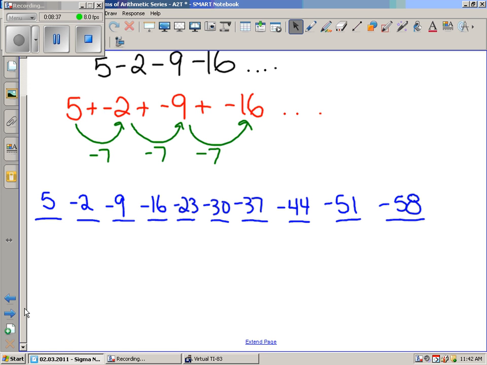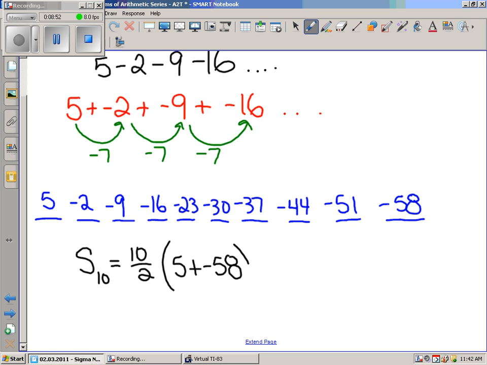So let's use the formula, right? Let's find the sum. The sum of the first 10 terms of this sequence is equal to 10 divided by 2 because there's going to be 5 pairs. The first term of our sequence was 5, and the last term was -58. And if you punch that into your calculator, I believe it is -265. And that's all I got for you for today.